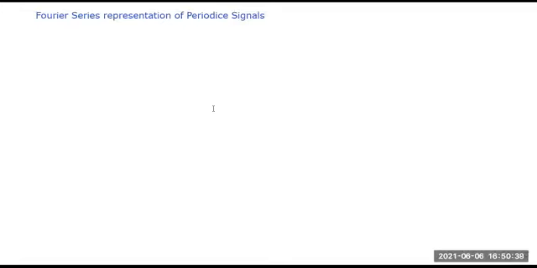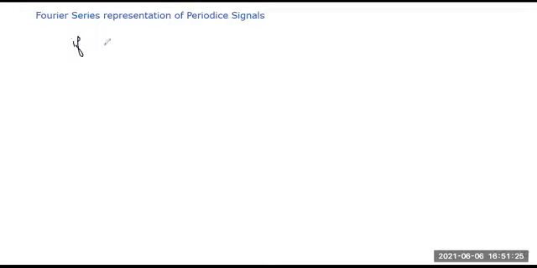So before midterm, we discussed Fourier series representation of periodic signals. And we found that if in continuous time, if a signal shows periodicity, then we can represent that signal in a mathematical form, and that mathematical form is known as Fourier series. So let me revise the two equations that we derived for representing any continuous time periodic signal.